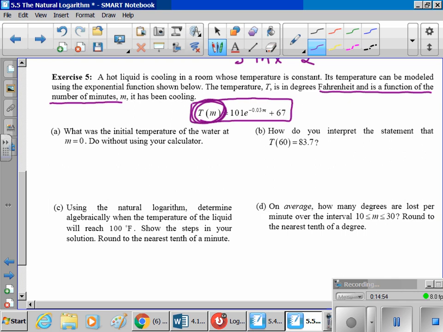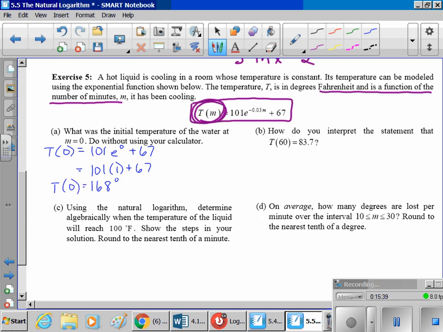So what is the initial temperature of the water at m equals 0? It says do not use your calculator. But beware here because that plus 67 is a little bit different than our usual model. So let's think about what that math looks like. When m is equal to 0, I get T of 0 is equal to 101 e to the, well, negative 0.03 times 0 is 0, plus 67. So my initial temperature is 101 times 1 plus 67, which is 168. So there's my T of 0.